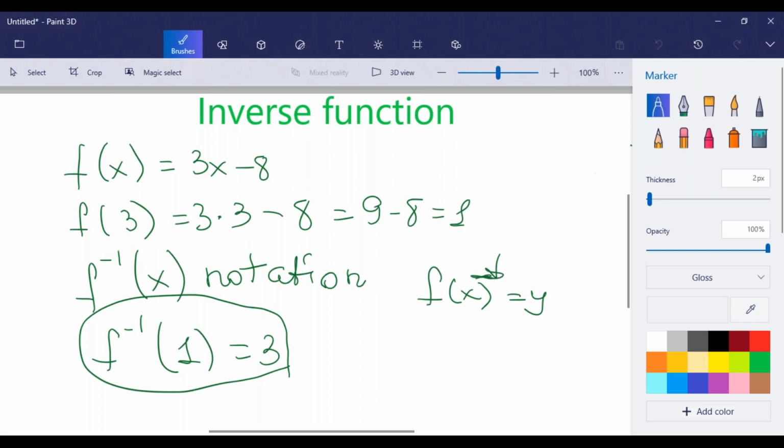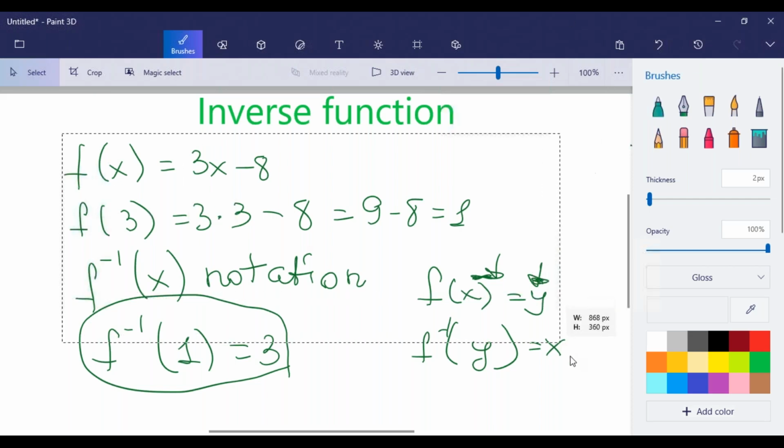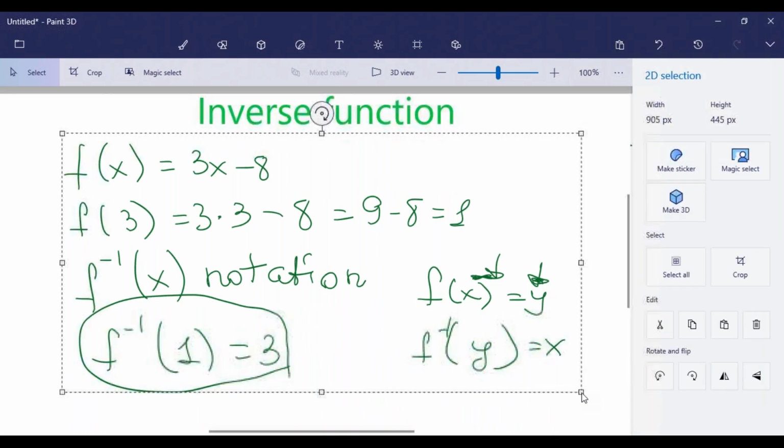x is your input, y is your output. In the inverse one it is vice versa. That's why f to the power of negative 1 of 1 is 3, but f(3) is 1. They're opposite to each other. How to apply this rule on exercises?